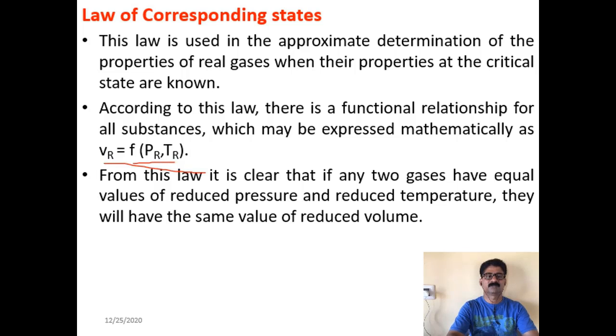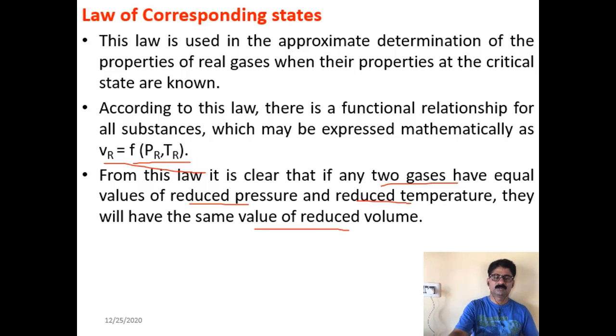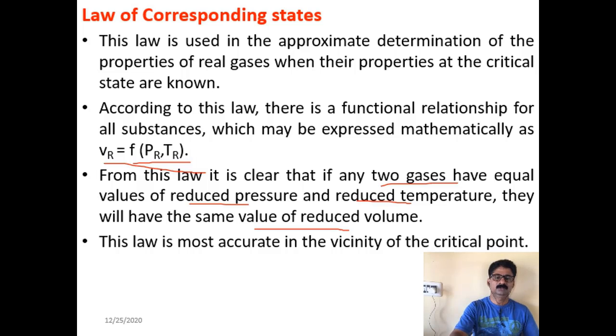So VR is a function of PR and TR. That means if any two gases have equal values of reduced pressure and reduced temperature, then they have the same value of the reduced volume. This law is most accurate in the vicinity of the critical point.